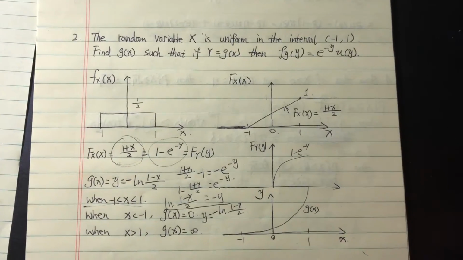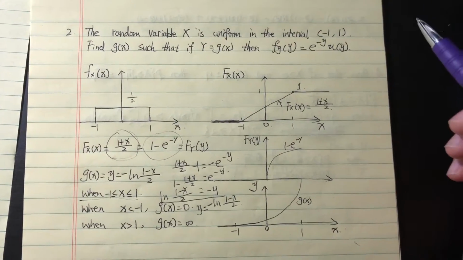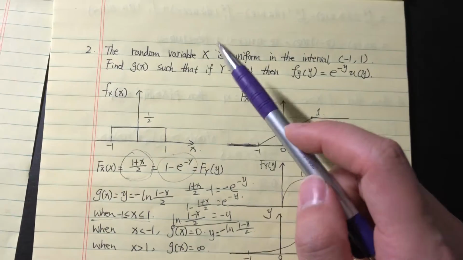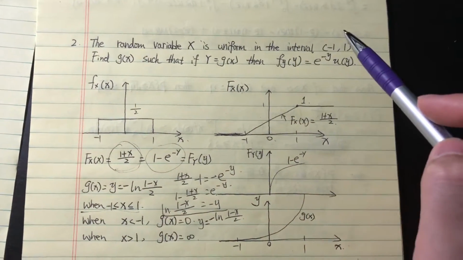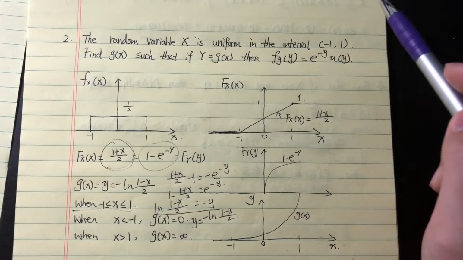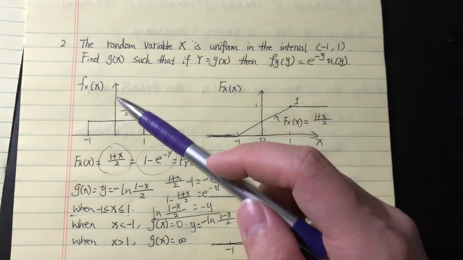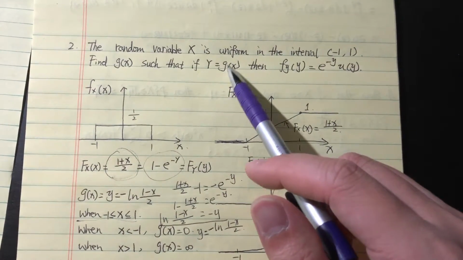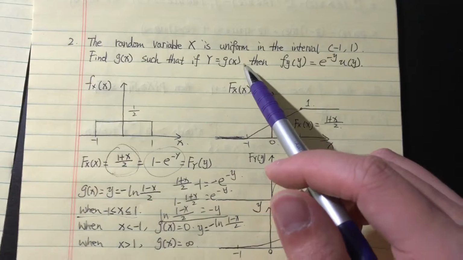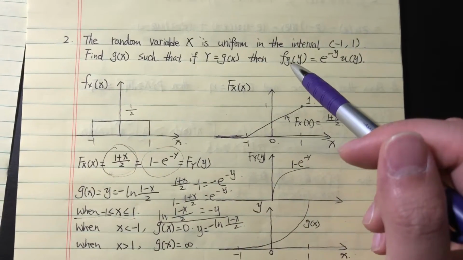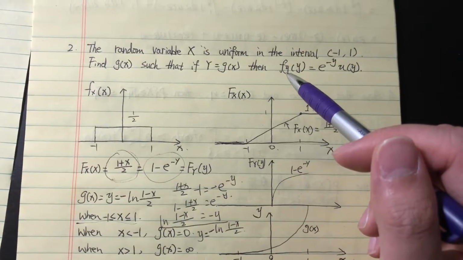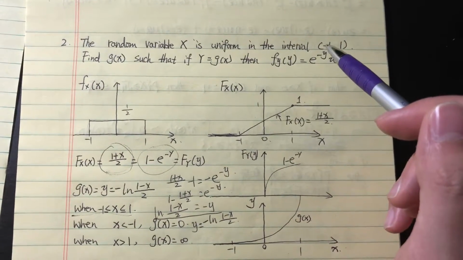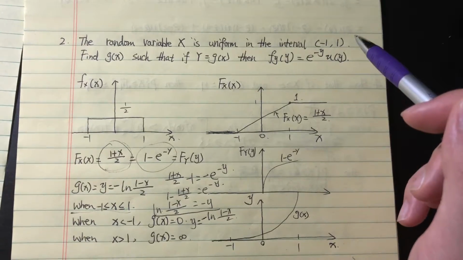Hi, this is Probability and Statistics Homework 4, Question 2. The question asks about the random variable X, which is uniform in the interval of -1 and 1, and we try to find g of x such that if Y is equal to g of X, then the density function of Y is equal to e to the power of -y u of y.